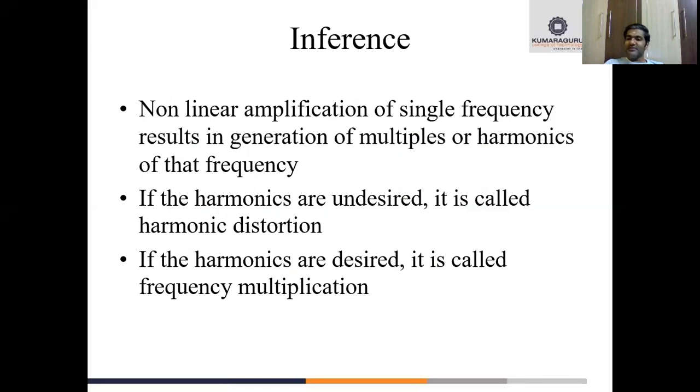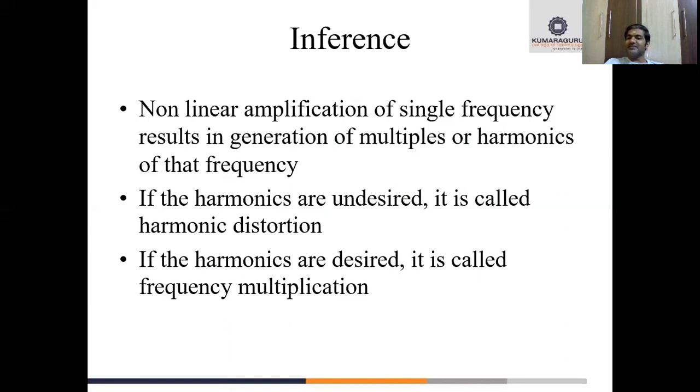That is, you have your frequency components at FA, 2FA, and 3FA. That means harmonics or multiples of your fundamental frequencies are also generated in your output. That is one important inference in your nonlinear mixing with a single input. And another thing is, if your harmonics are undesired, if you do not want your harmonics, it's a kind of distortion, correct or not? If you do not want harmonics at your output, you call this function harmonic distortion.